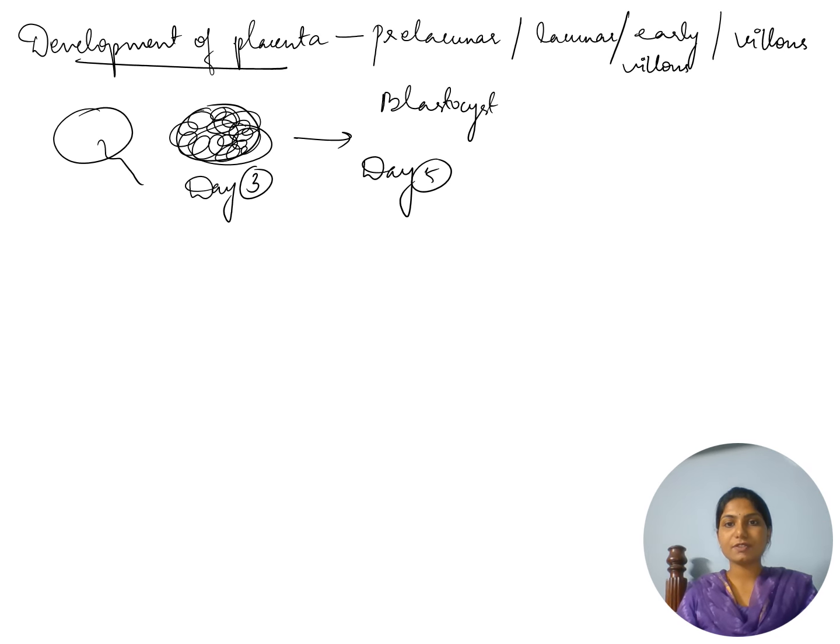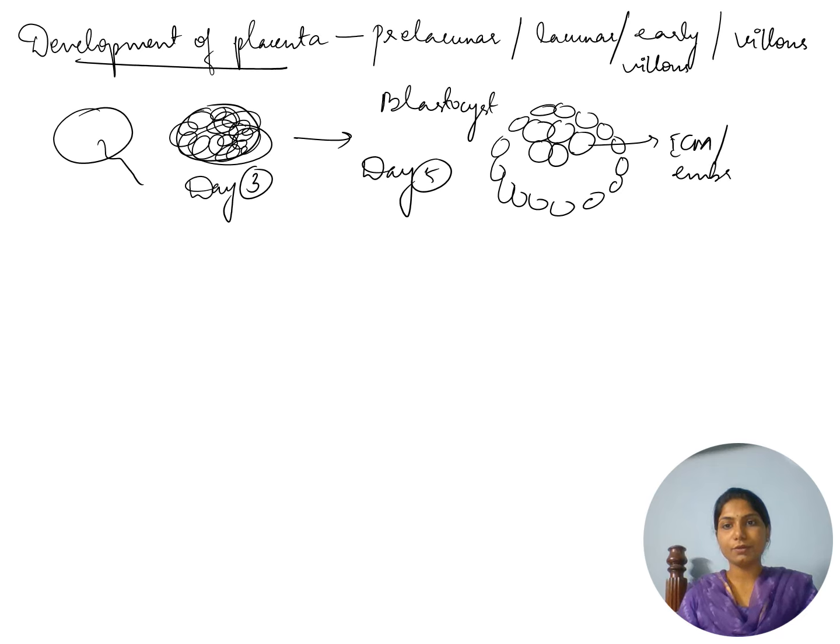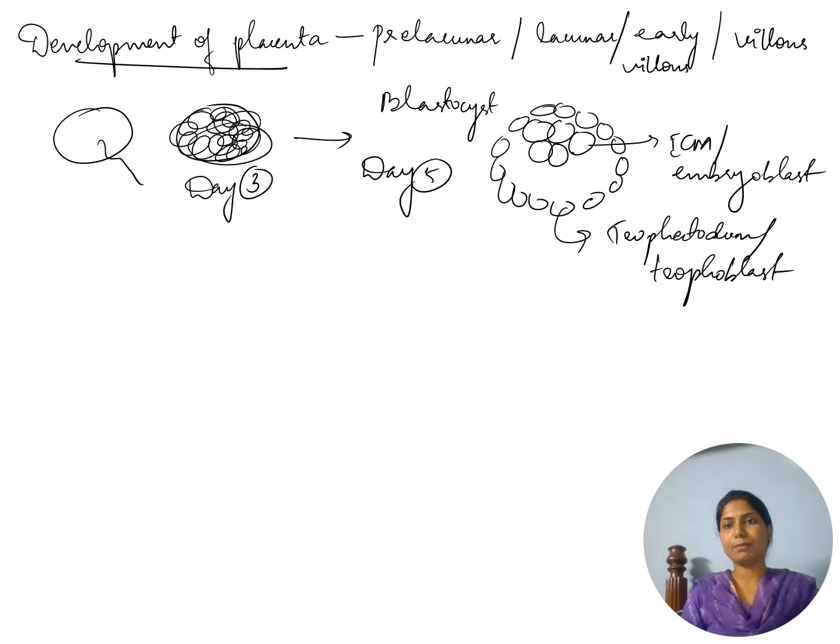So what is the blastocyst? It is again divided into the outer layer, which is called the trophoblast, and the inner layer, which is called the inner cell mass, which is also called the embryoblast. The trophoblast is also called trophectoderm or the trophoblast, and the inner cell mass is also called the embryoblast.